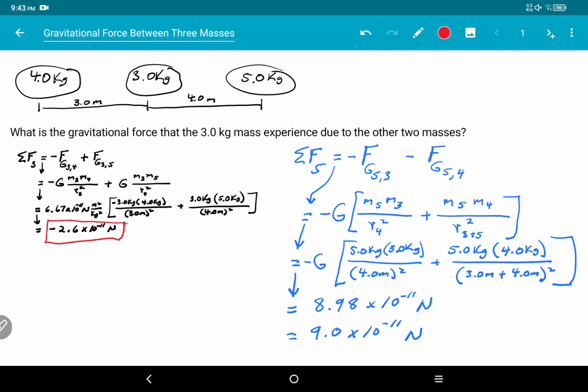We could do the same thing for the 4, but I'm just going to show you for these 2 particles. Okay, there's another video. It'll be with component vectors, so therefore there's going to be angles. So watch for that one.